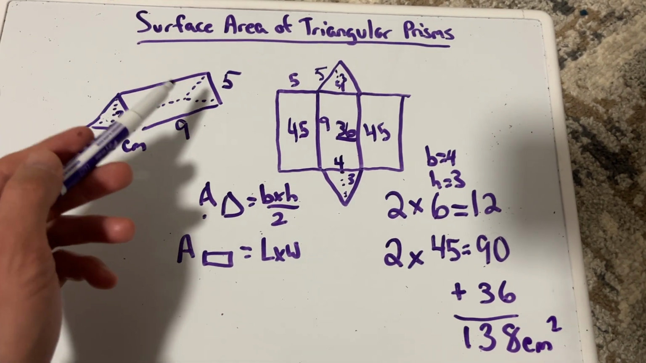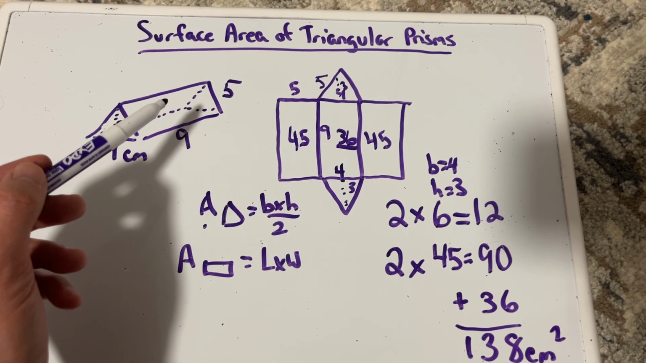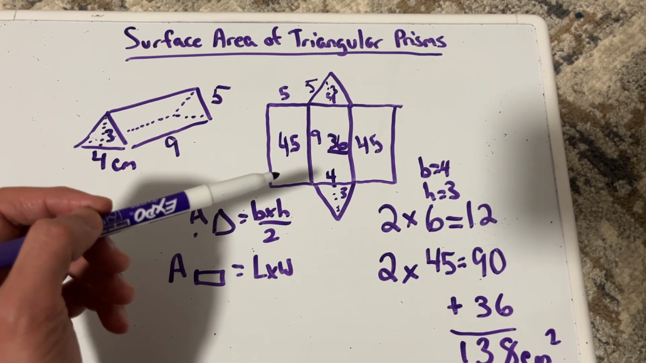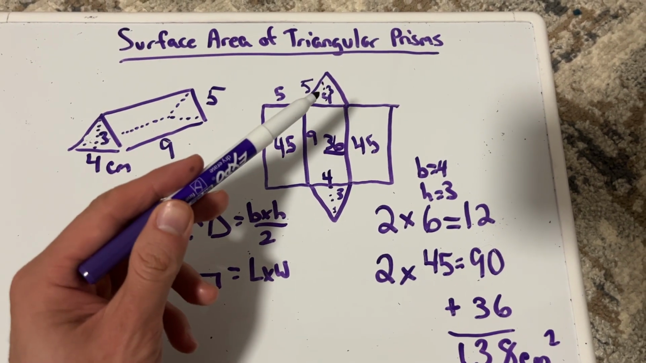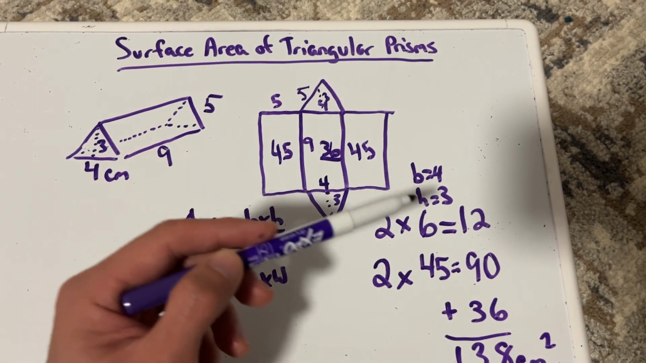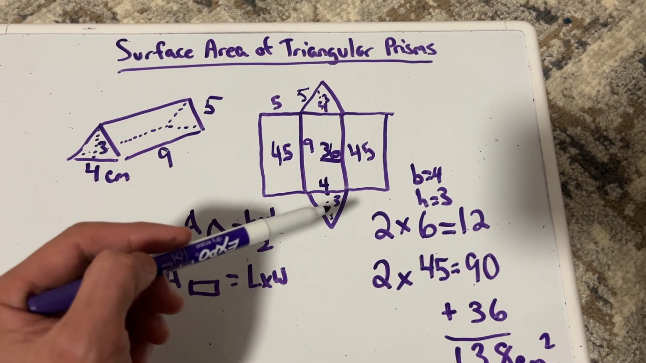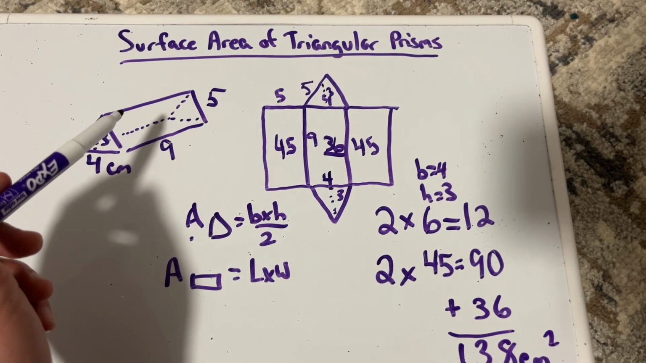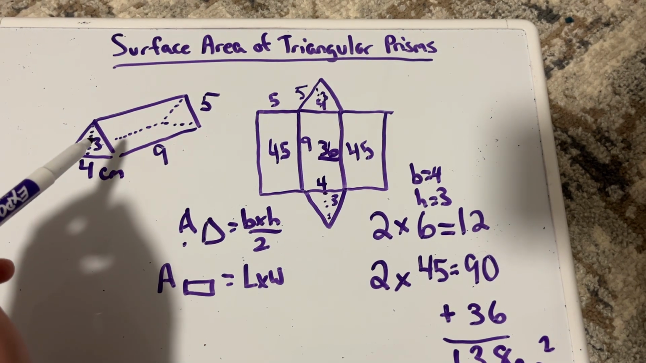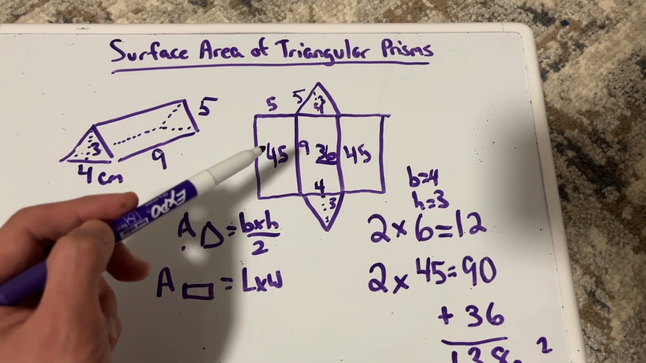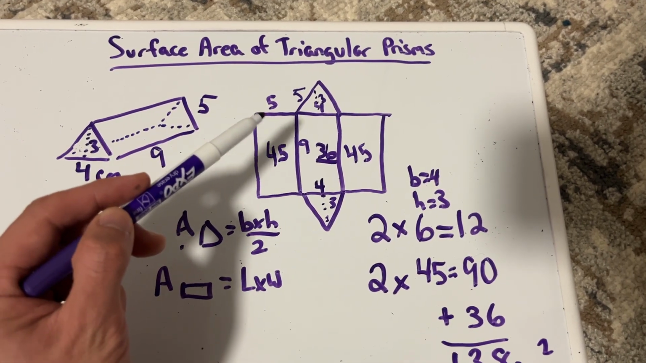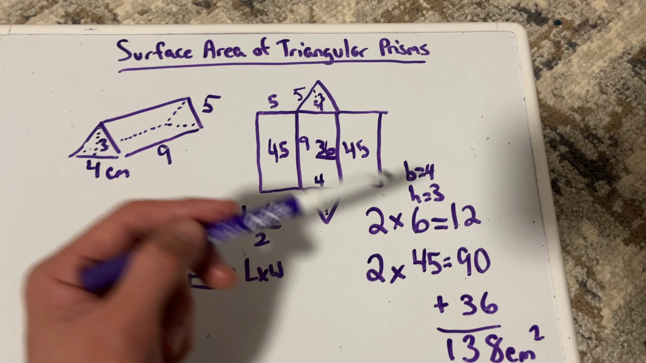So again, I unfolded the triangular prism into its net, and I labeled everything that was necessary. The triangles are the same on both sides, so they have the same area. So I'm going to multiply the area by 2 because there are 2 triangles. These two faces, this rectangle and that rectangle in the back there, are the same. So there are 2 times 45, because if this is 9 and this is 5, 5 times 9 is 45, and 2 times 45 is 90.